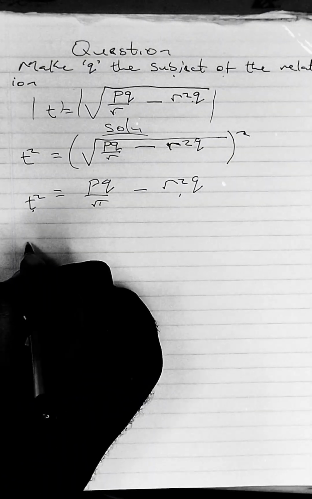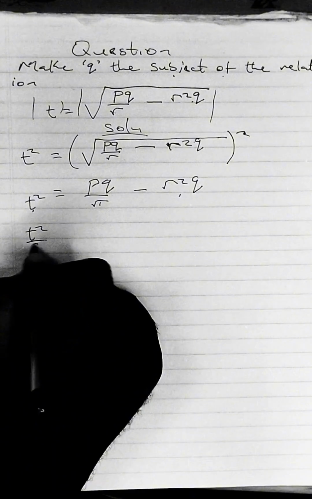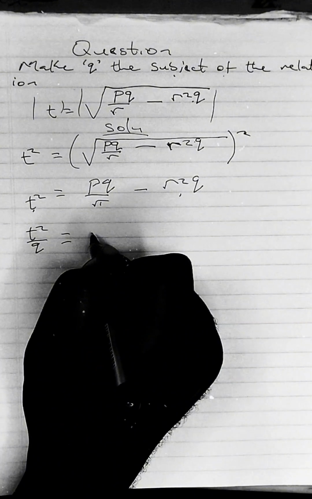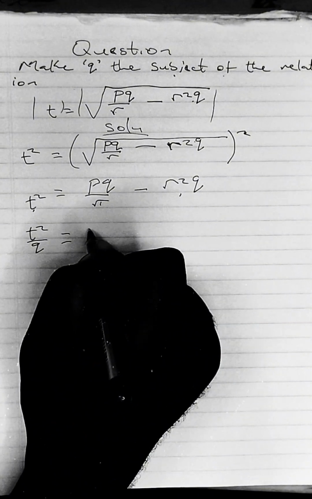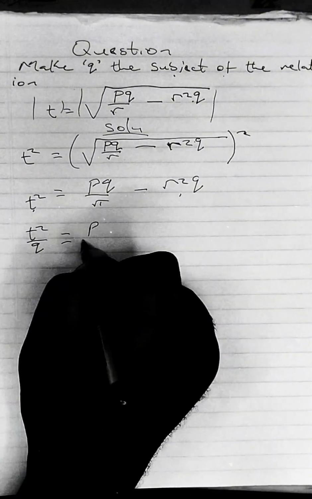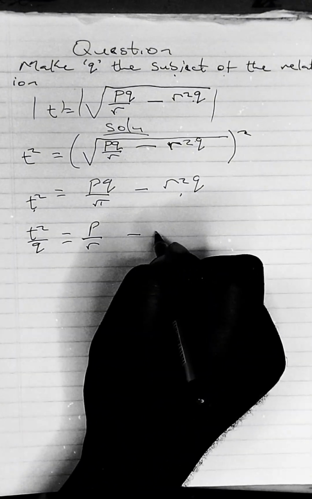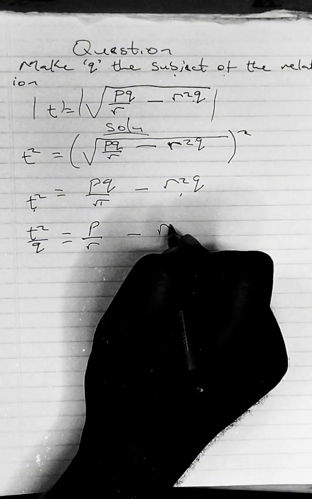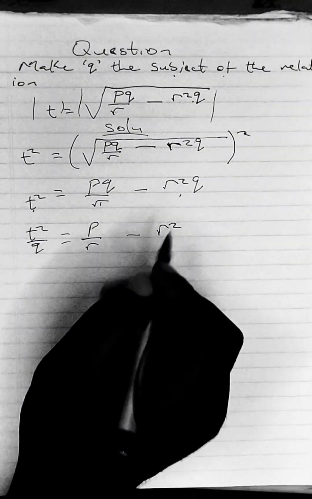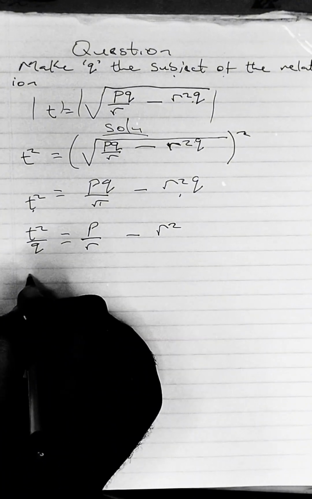So you have T squared over Q equals P over R minus R squared. So you convert this to a fraction. So when you convert this to a fraction, you have what?